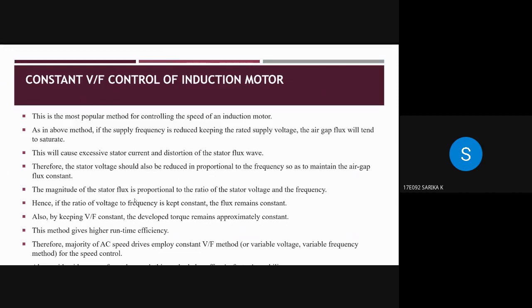Also, by keeping V/f constant, the developed torque remains approximately constant. This method gives higher runtime efficiency. Therefore, the majority of AC speed drives employ the constant V/f method, or variable voltage, variable frequency method, for speed control. Along with wide range of speed control, this method also offers soft start capability.